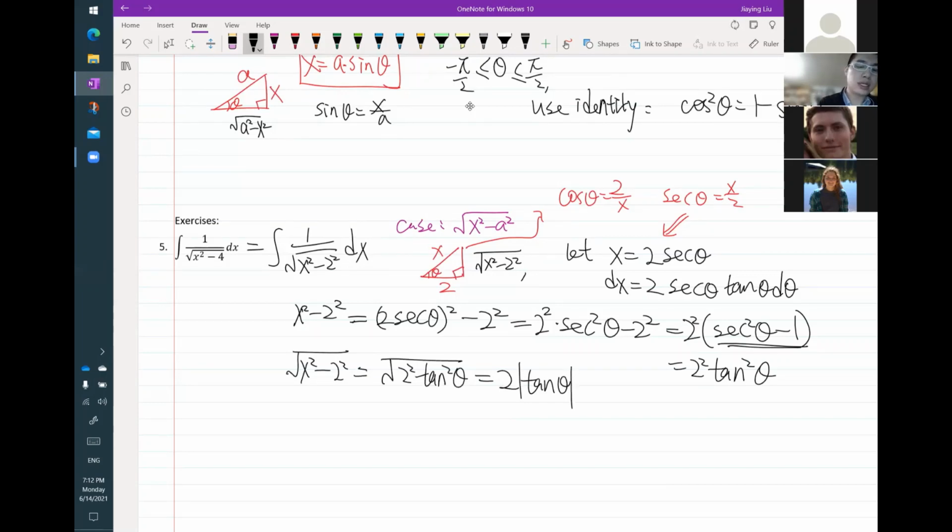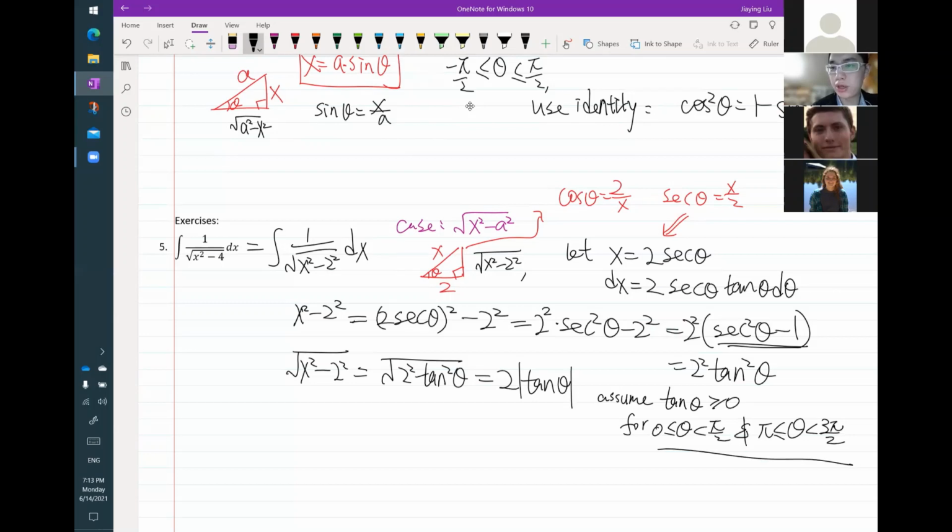And in an indefinite integral, we're always going to assume the absolute value part is positive. So we can just assume tangent theta is greater than or equal to 0. We know that happens when theta is between 0 and pi over 2, and when theta is from pi to 3 pi over 2. That's why earlier we had those intervals for theta, just to make sure that the absolute value part is positive.